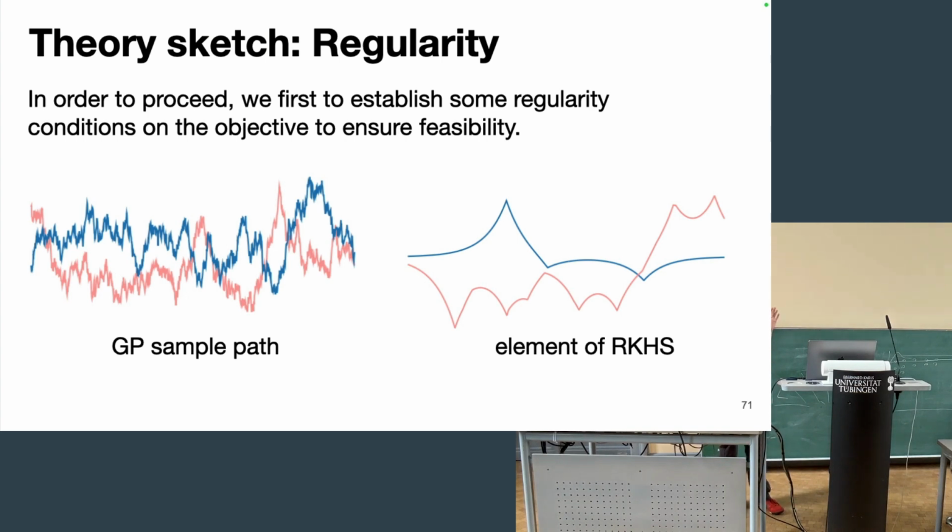In Bayesian optimization, there's a couple ways I can go. If I wanted to do a Bayesian analysis, I might assume that my function is a sample path of the Gaussian process prior that I'm using to model it. If I'm taking a frequentist analysis of the Bayesian algorithm, I might assume that my objective function is some element of some reproducing kernel Hilbert space associated with my GP prior.